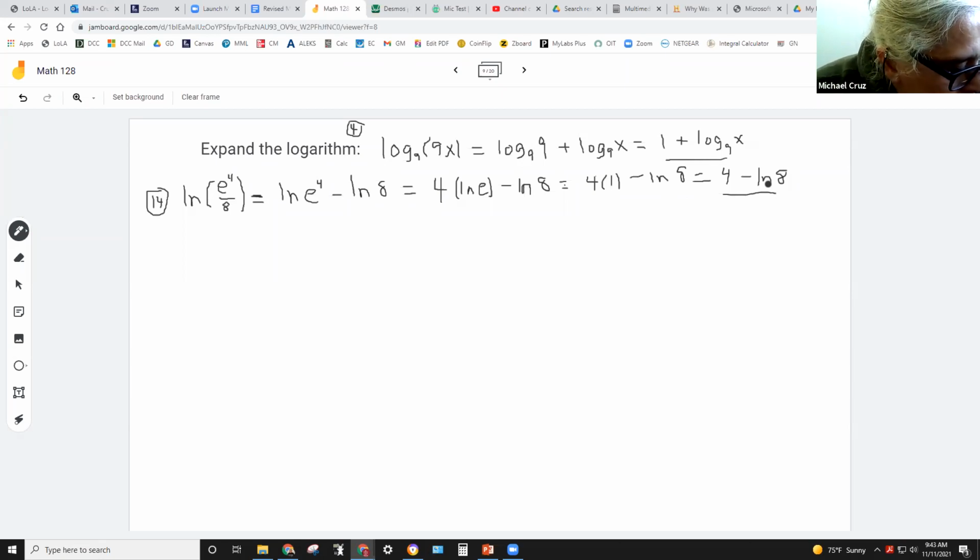We all right? Well, let's look at some with the power rule, at least one here. We used a little bit of the power rule already, but this one's going to have a little bit more.